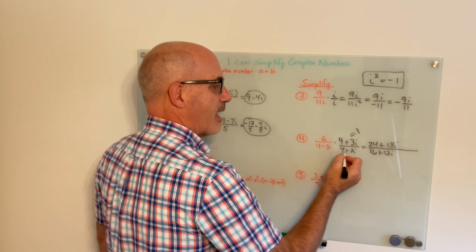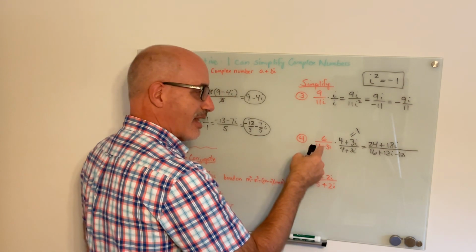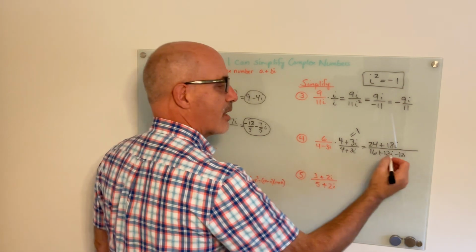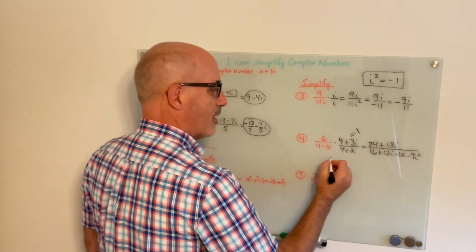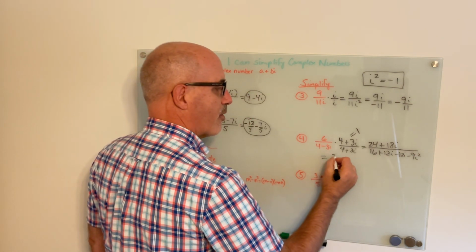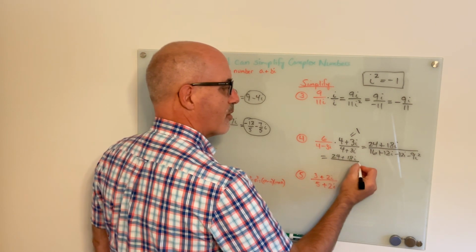Negative 3i times 4 is negative 12i. Look what's going to happen there. And then negative 3i times positive 3i is negative 9i squared. Now take a look here. In the top, we're going to have 24 plus 18i. And so it's a complex number, which is okay.